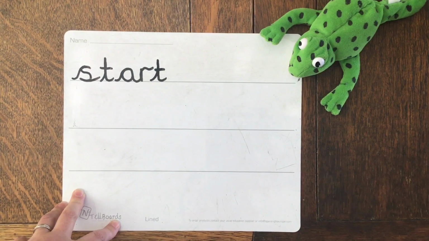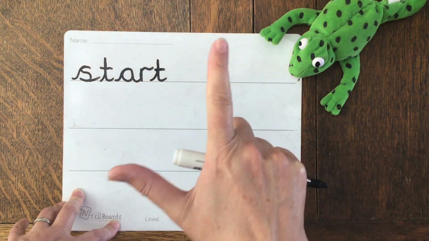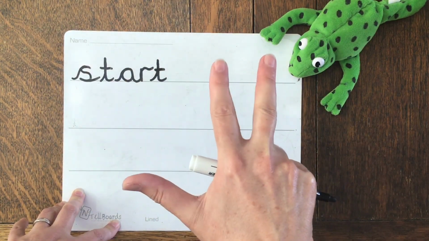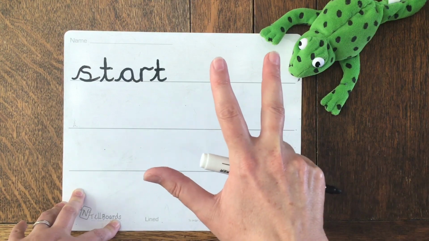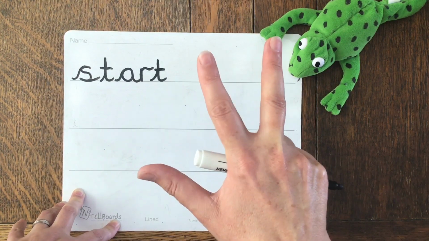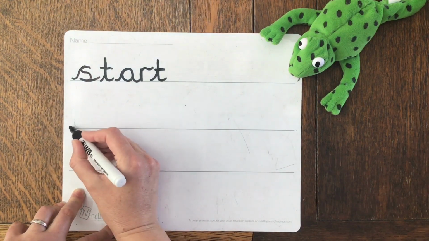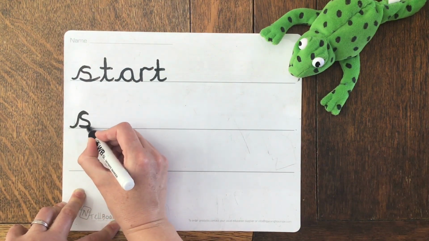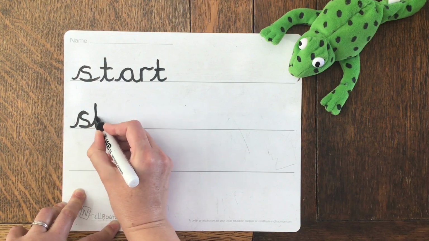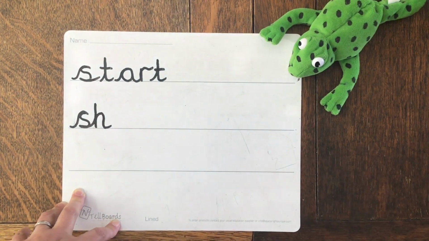The next word we're going to write is sharp. Sharp. Sh-ar-p. Oh, how many sounds? One, two, three. Three sounds. Sharp. Sh is at the beginning. So I need a sh, says the horse to the hissing snake. So that's s first and then the h.